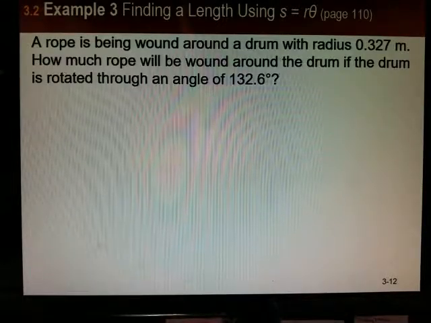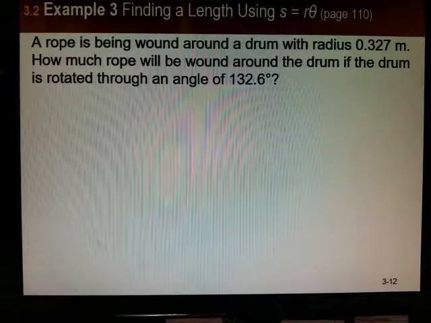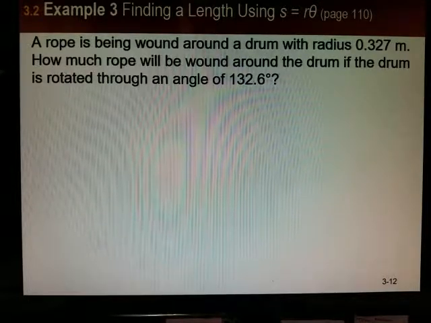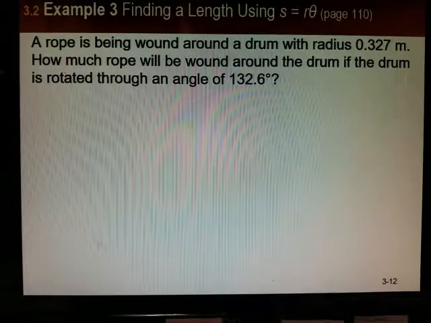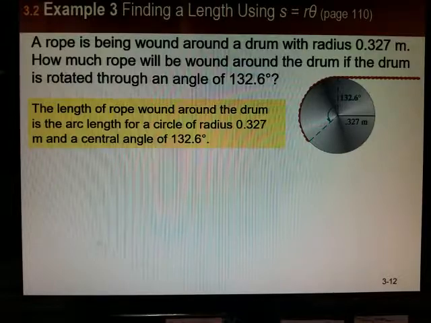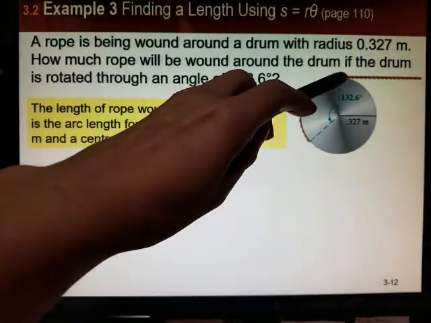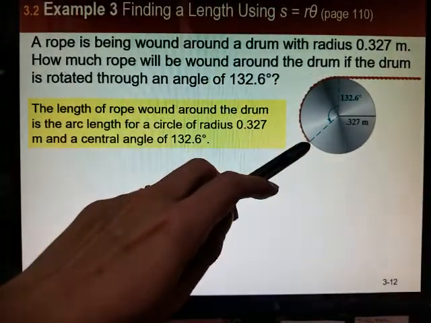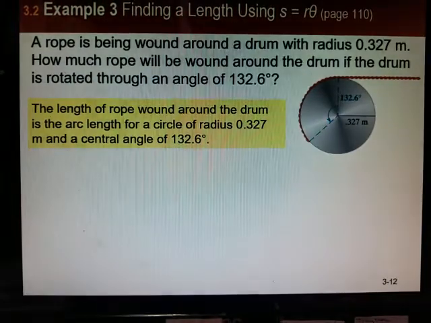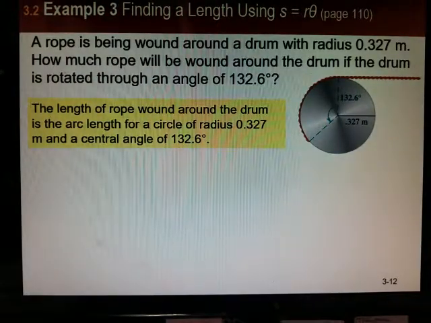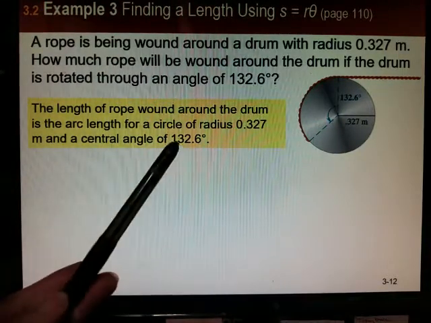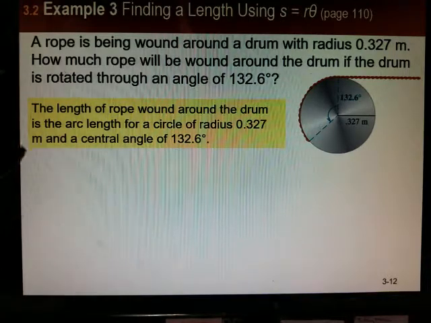A rope is being wound around a drum with a radius of 327 thousandths meters. How much rope will be wound around the drum if the drum is rotated through an angle of 132 and 6/10 of a degree? So basically, we're looking for the length of this arc right here, because that's the angle measure that it went. Now, that's in degrees. So personally, I would have done 132.6 over 360 times 2 times pi times r. That would give me the length of that rope.